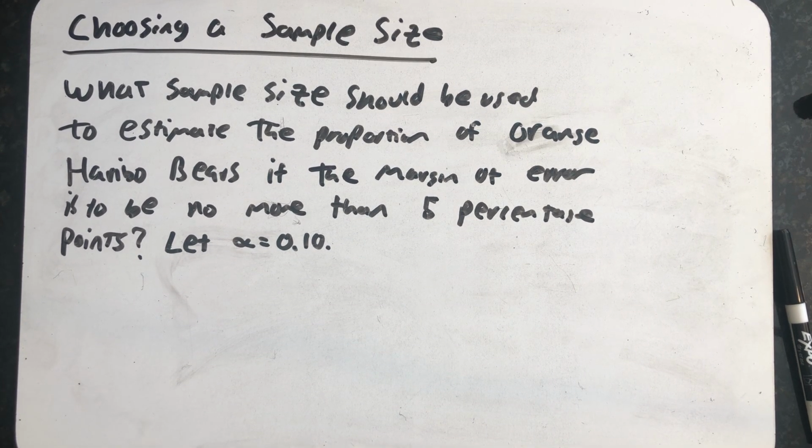What sample size should be used to estimate the proportion of orange Haribo bears if the margin of error is to be no more than 5 percentage points? Let alpha equal 0.10. So we'll be using the 90% confidence level.